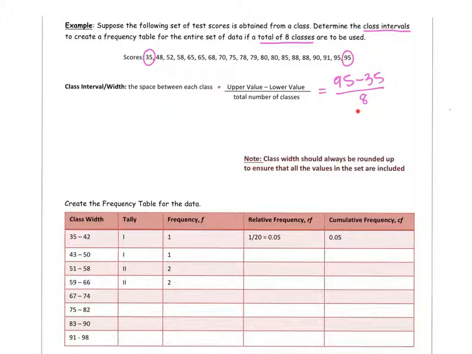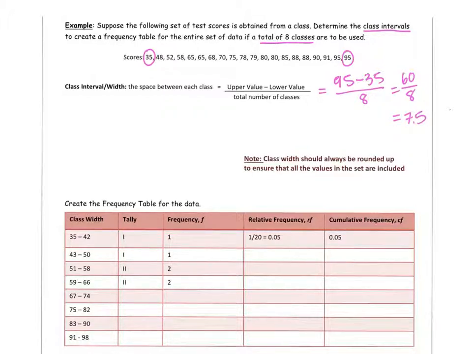This is something that a person would choose. So when you're doing your project, you're going to need to choose the number of classes or the number of intervals you want. This problem just chose it to be 8. So if you work out this problem, 95 minus 35 is, I believe, 60. And if you divide that by 8, it's about 7.5.